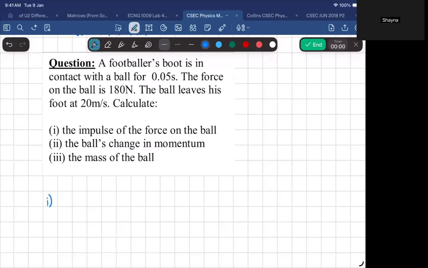Right. So a footballer's boot is in contact with a ball for 0.05 seconds. So that's the time. They're giving us time. T is equal to 0.05 seconds. The force on the ball is 180 newtons. So they're giving us force. And the ball leaves his foot at 20 meters per second. Right? So they're giving us what there? The velocity, right? Yes. Nice.